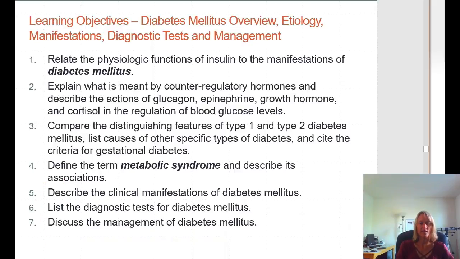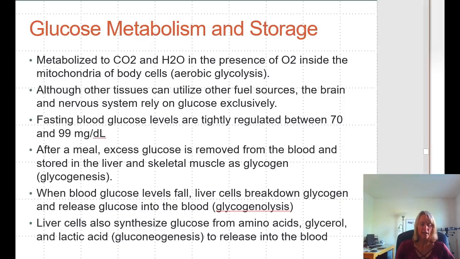Okay, and then finally, our last endocrine disorder we're going to discuss is diabetes mellitus. So first let's look at a little bit about glucose metabolism and fat metabolism and storage. So glucose is broken down to CO2 and water in the presence of oxygen inside the mitochondria of the cells. This is called aerobic glycolysis. Now other tissues can utilize other fuel sources, but the brain and nervous system need glucose exclusively.